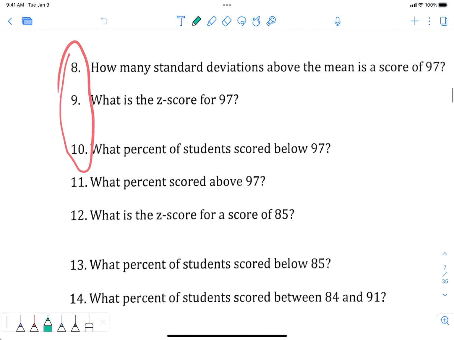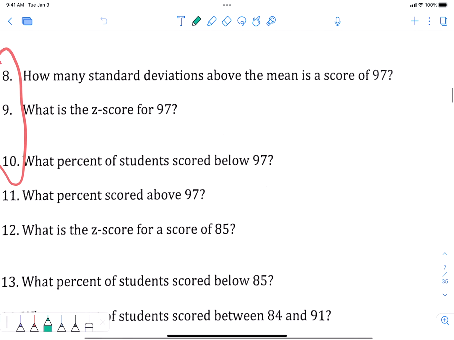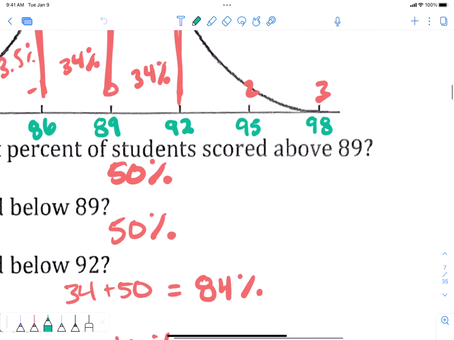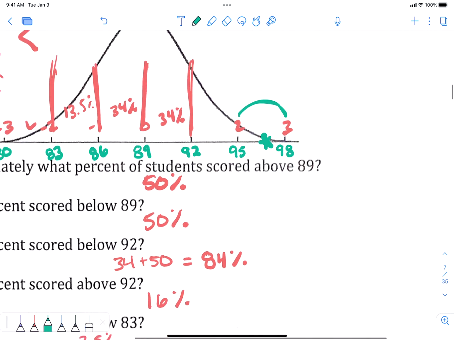Here we go. 8, 9, 10. How many standard deviations above the mean is a 97? So we filled out this bell curve the other day. 97 is about here-ish, right? So it's got to be a z-score between 2 and 3, right? How many standard deviations? It's between 2 and 3.